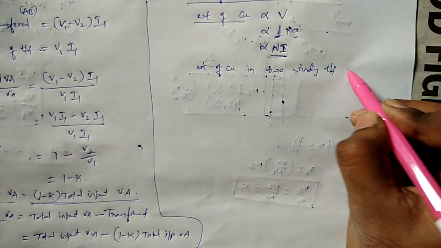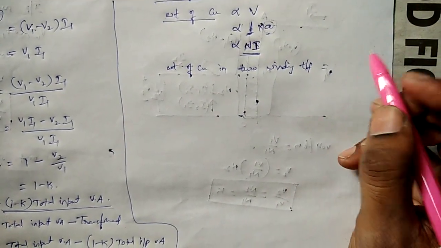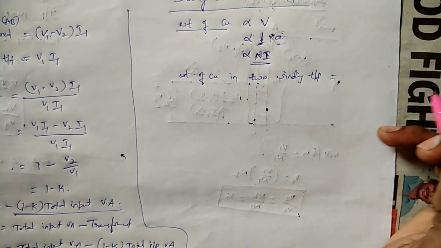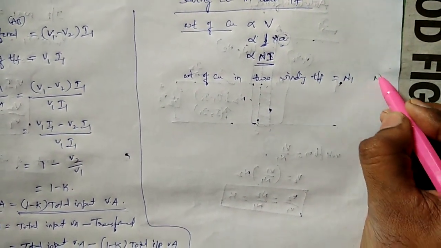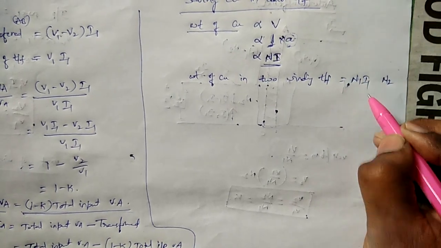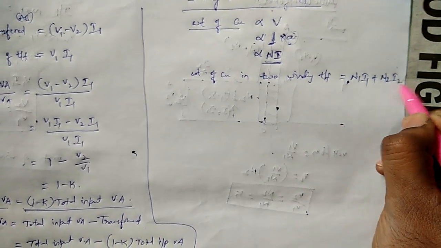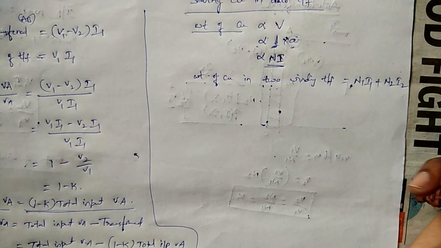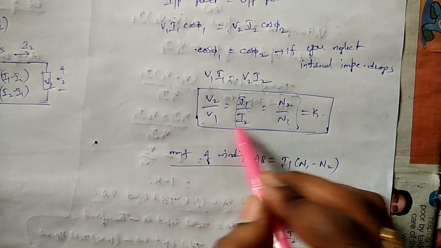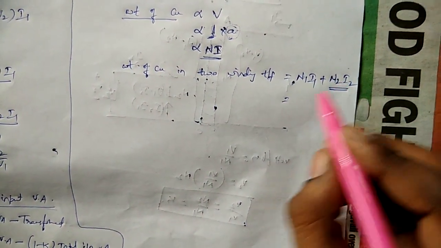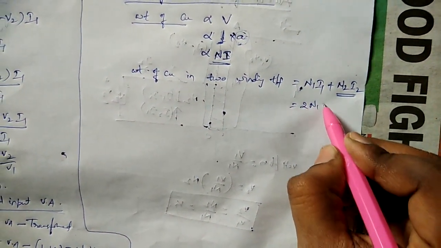Okay. So that is equal to, in a two winding transformer there are two windings, primary and secondary. In the primary n1 number of turns and in the secondary n2 number of turns, and the current flowing in the primary is I1 and in the secondary is I2. So n1 I1 plus n2 I2, and we have a relation: I1 by I2 is equal to n2 by n1. So I1 n1 is equal to I2 n2. Replace this by n1 I1, so you will get 2 n1 I1.